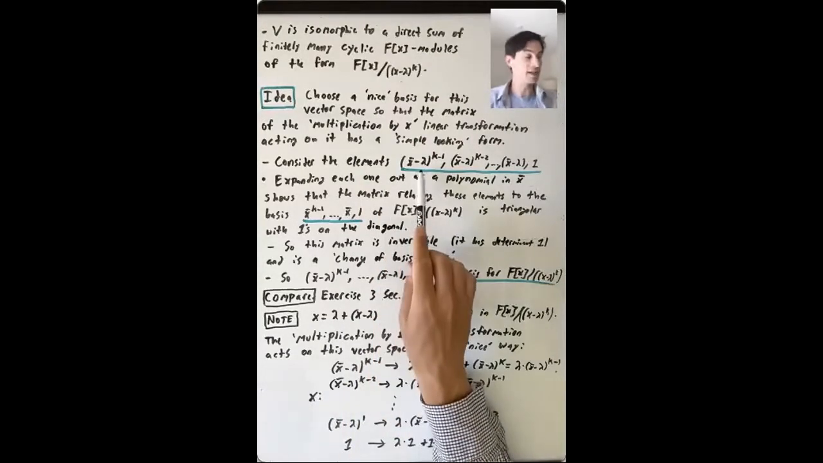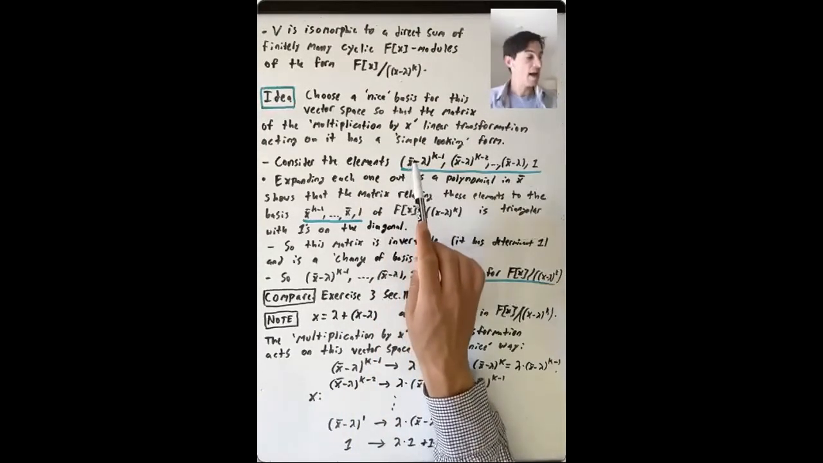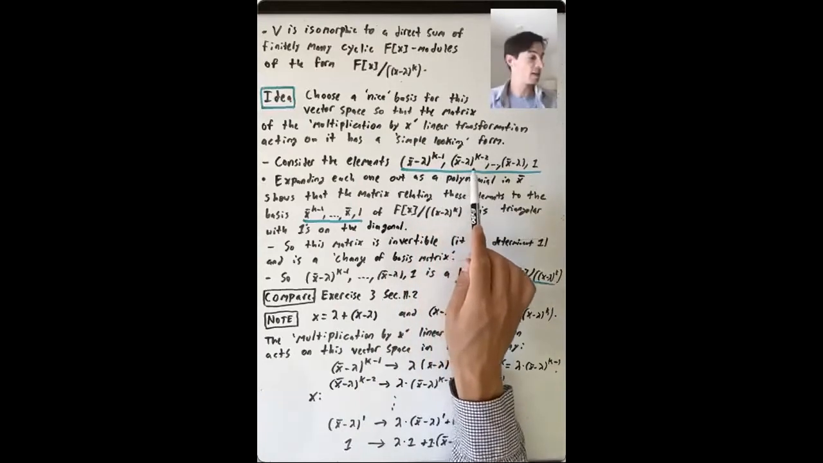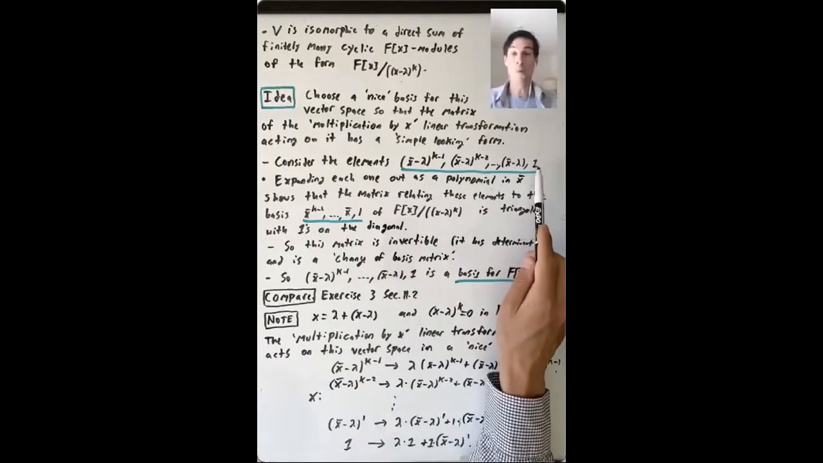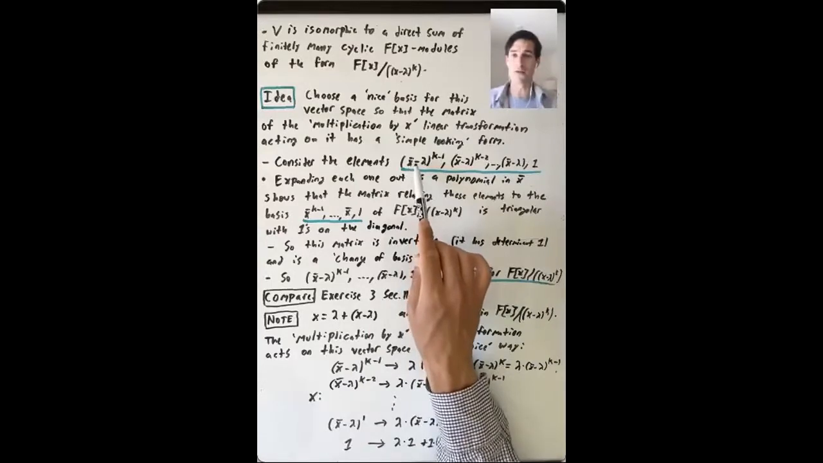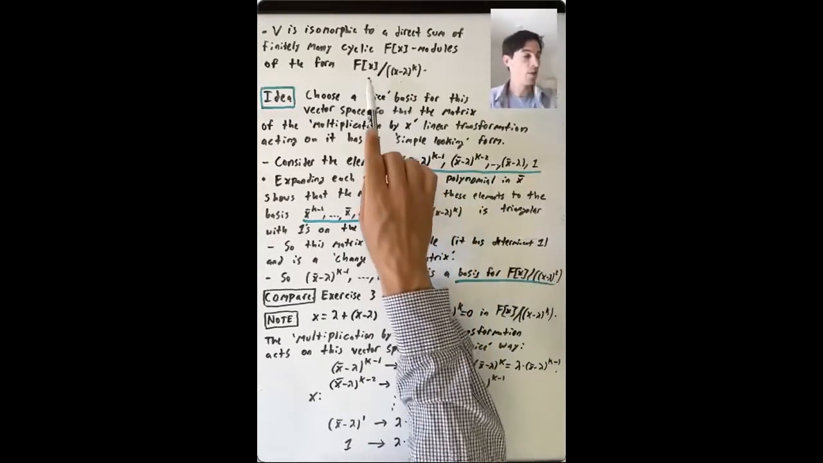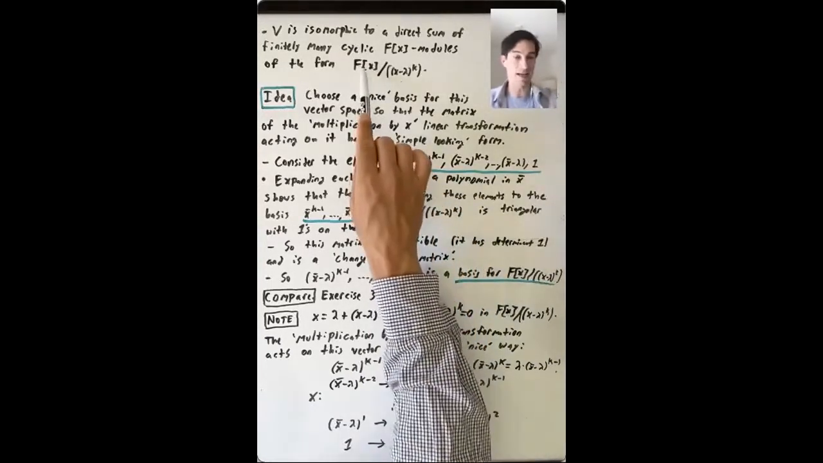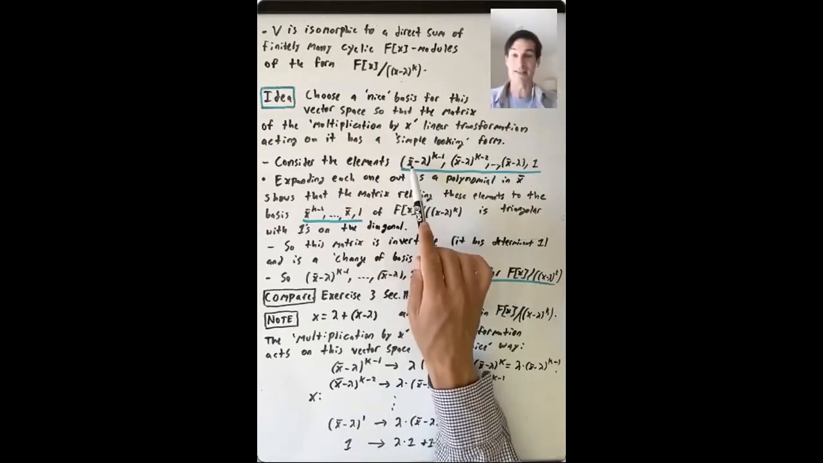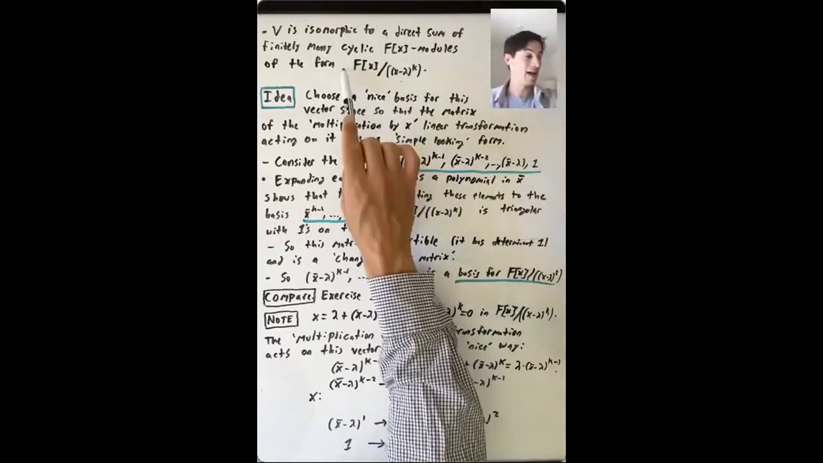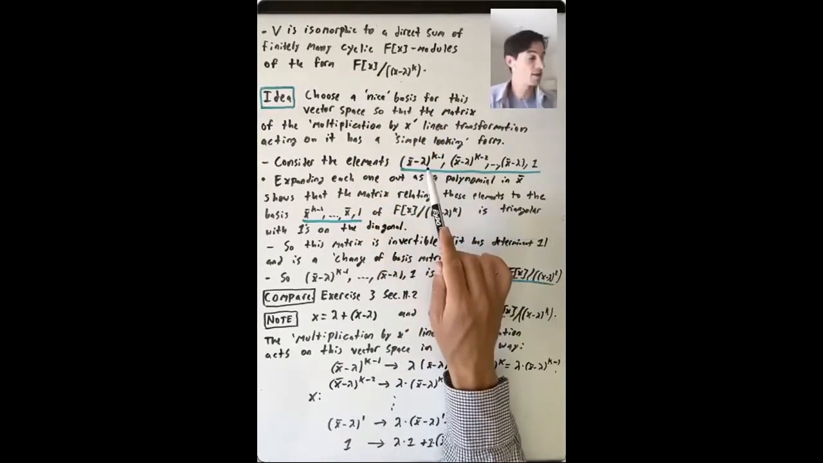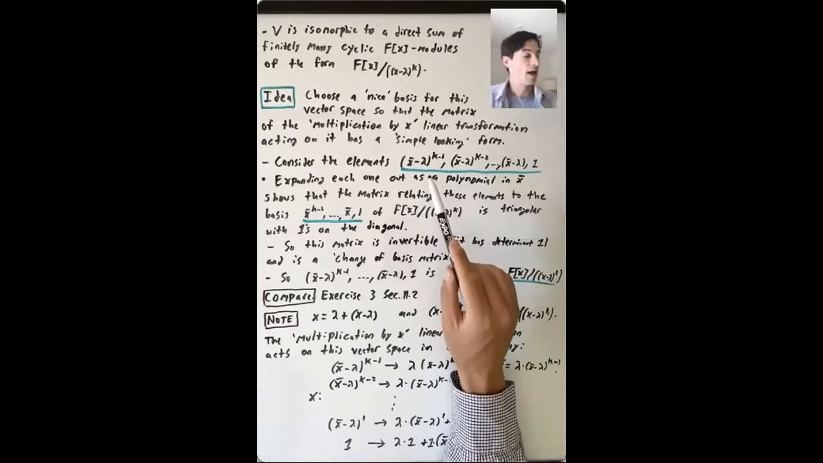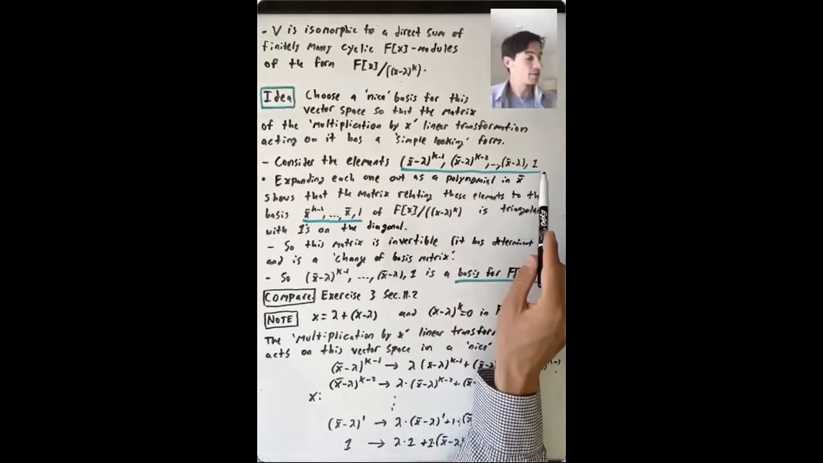So what we're going to do is consider the elements (x̄ − λ)^(k−1), (x̄ − λ)^(k−2), and so on, down to (x̄ − λ)^1, and 1, which is (x̄ − λ)^0. I'm using this bar over the x. Why is that? Well, x is an element of F[x], and this x̄ is the image of x in this quotient vector space under the natural projection homomorphism. So, okay, we're going to look at these elements.